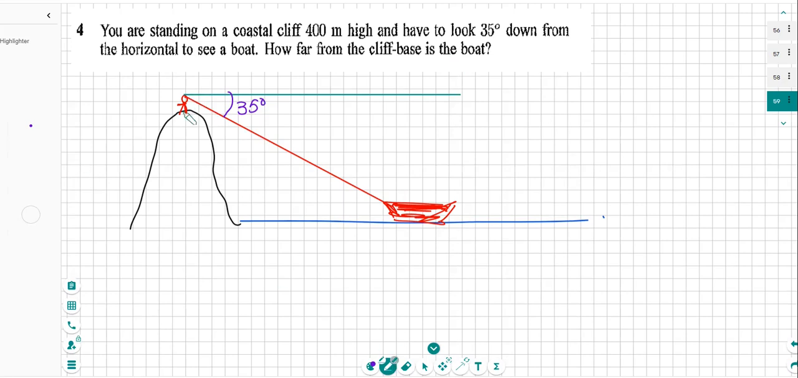How far from the cliff base is the boat? So this is actually the cliff base if we complete the right angle triangle out of it. So we need this length. Clear? Yeah. This is the base and this is the boat, and we have to find the distance between the base and the boat. So if I say it is x, I need x. 400 meters high, so this length will be 400 meters. So if I convert it to a right angle triangle, you can see that we have a right angle triangle, this one.